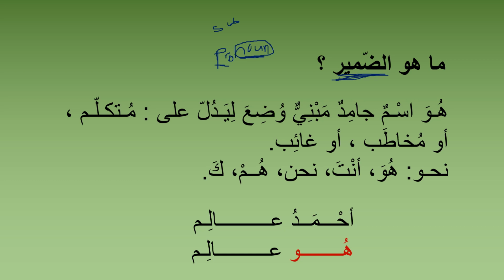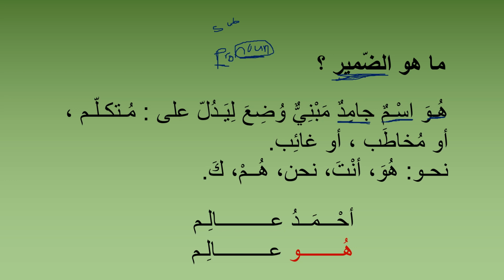Wasmun in Arabic is ismu, is a name. Wasmun is ismu, is a noun. Jamid, that is not derived from another word. That is stagnant. It's inflexible. It cannot change.